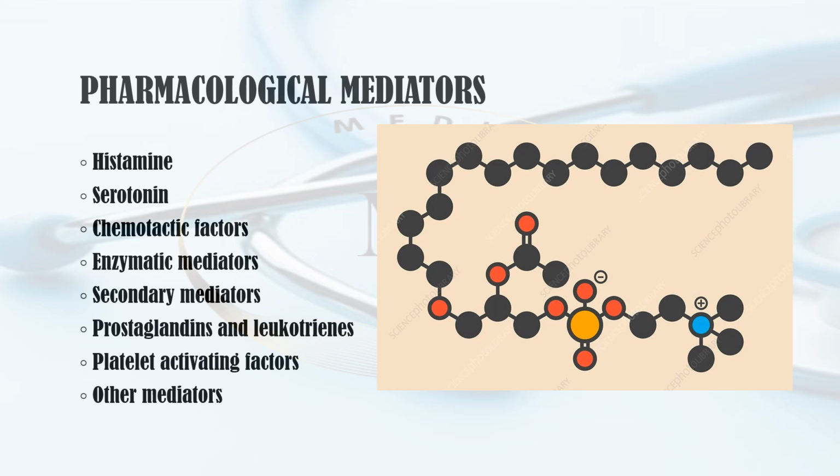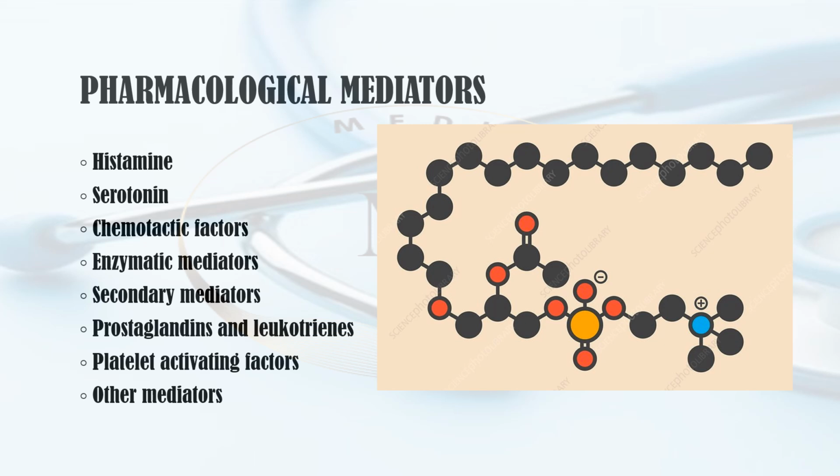The next one is the chemotactic factors. Okay. The chemotactic factors are also known as ECF-A, that means eosinophilic chemotactic factor of anaphylaxis. These are acidic peptides released from the mast cell granules and contribute to the eosinophilia which accompanies many hypersensitivity states. Next is the enzymatic mediators. This consists of the proteases and hydrolases. The next one after that comes the secondary mediators. This stimulation is done by the mast cells, basophils and other leukocytes.